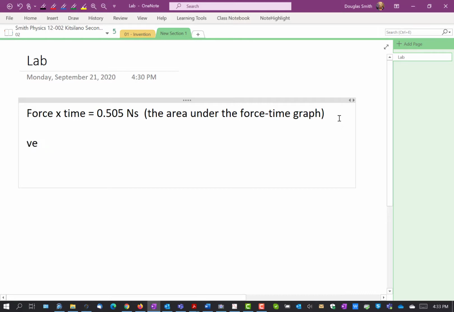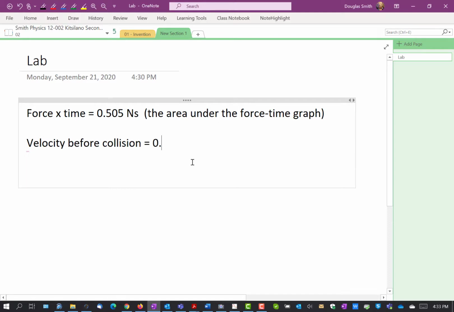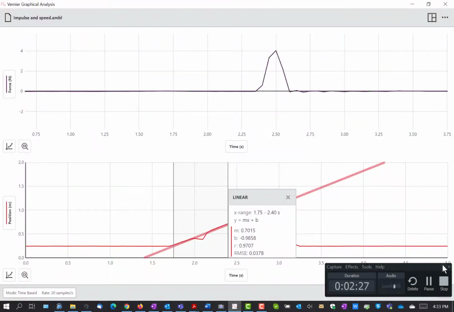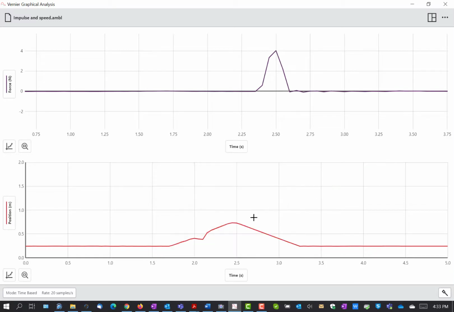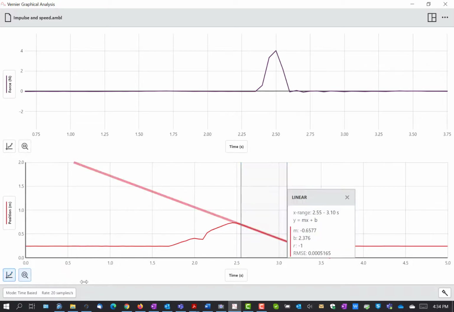Velocity before collision. What was it again? 0.7015 meters per second. All right, now let's find out what the velocity is after the collision. So let's pick that area, apply curve fit. Yes, it's linear. And the slope of this is negative 0.6577.